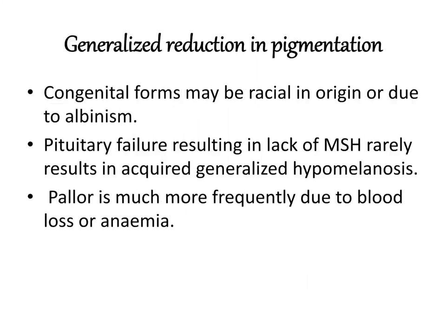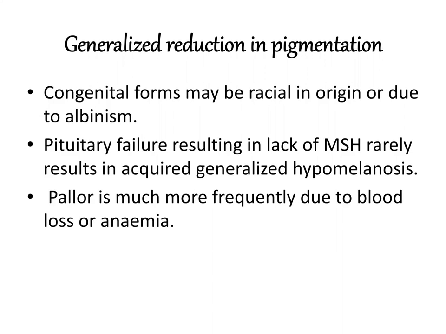Now we'll move on to the reduction in pigmentation. Congenital forms may be racial in origin or genetic, or due to albinism, where the tyrosinase is defective. It's a genetic defect causing light color all over, including the iris.